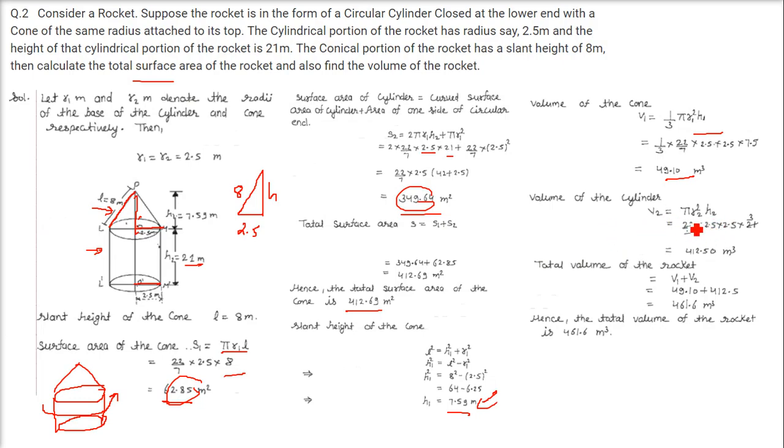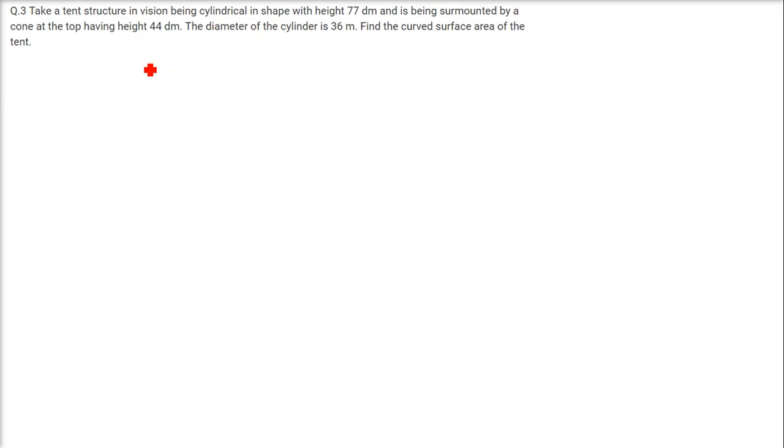Coming to the volume of the cylinder, it is pi r square h. Pi into r square into h, where radius is 2.5 and height of this cylinder is 21. Now these two have to be added in order to find out the total volume of the rocket, and this is going to come as 461.6 meter cube.